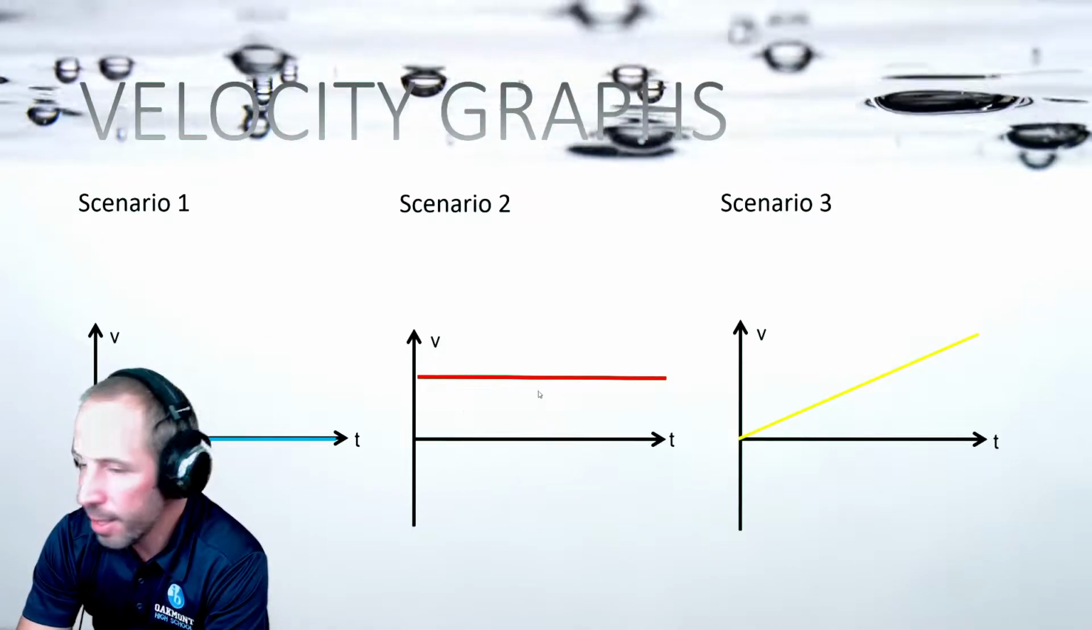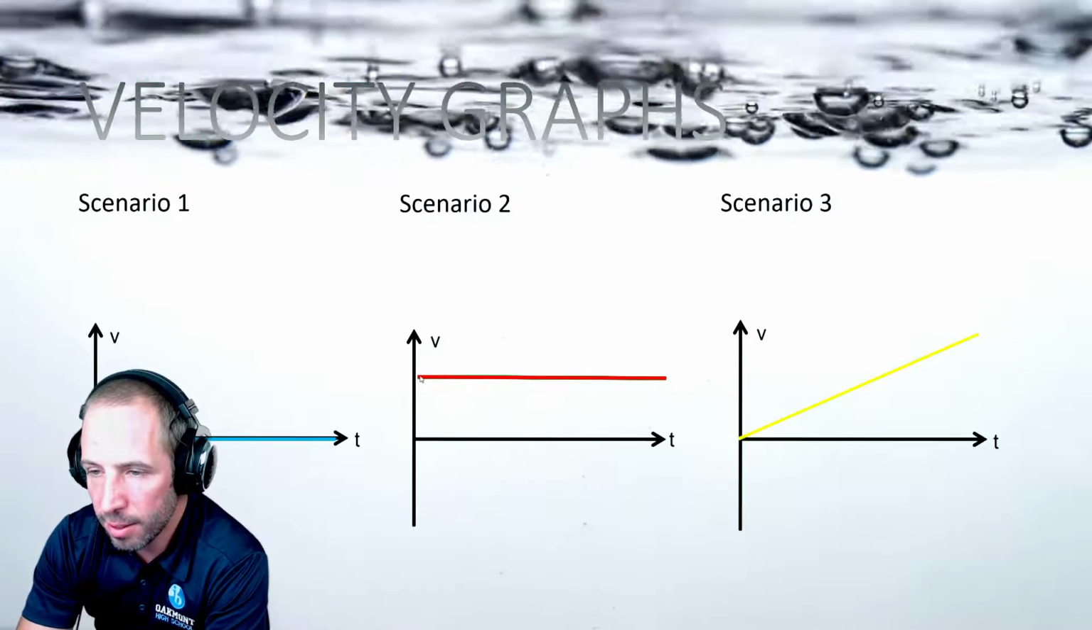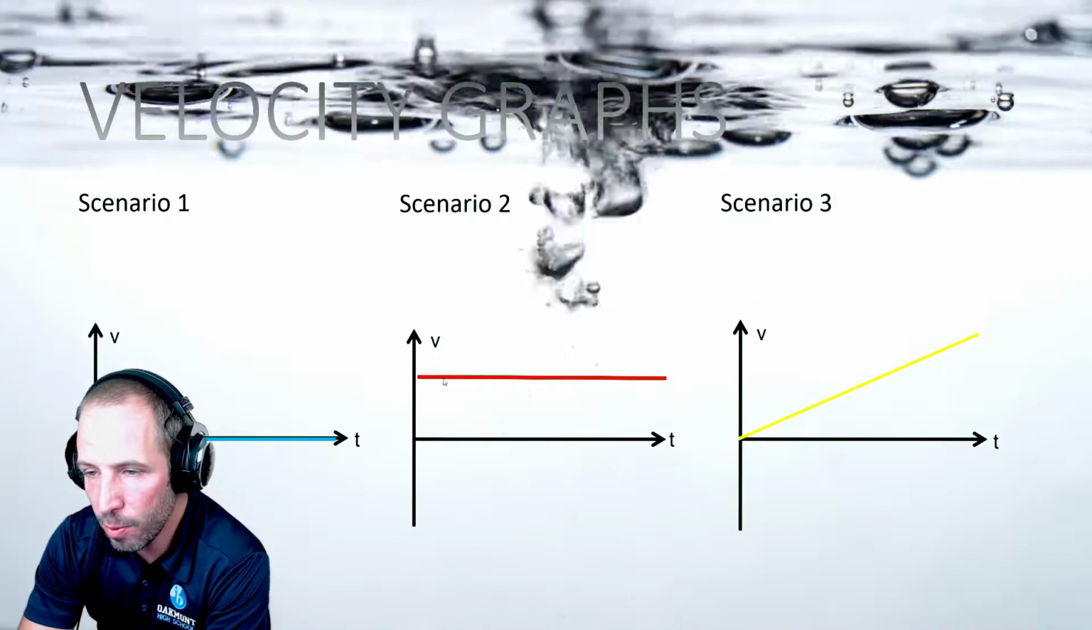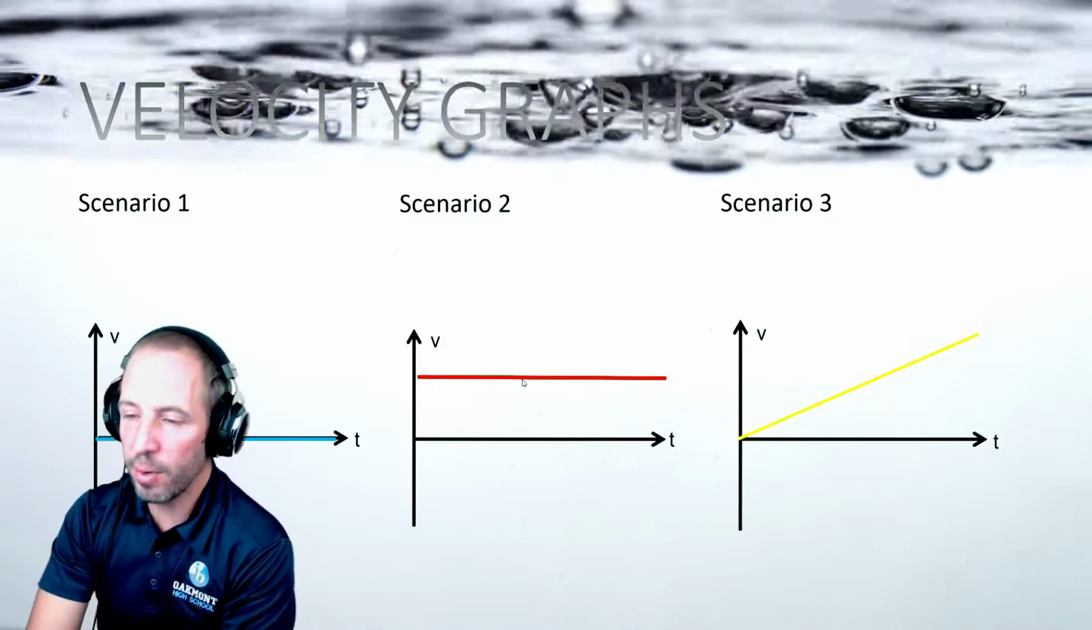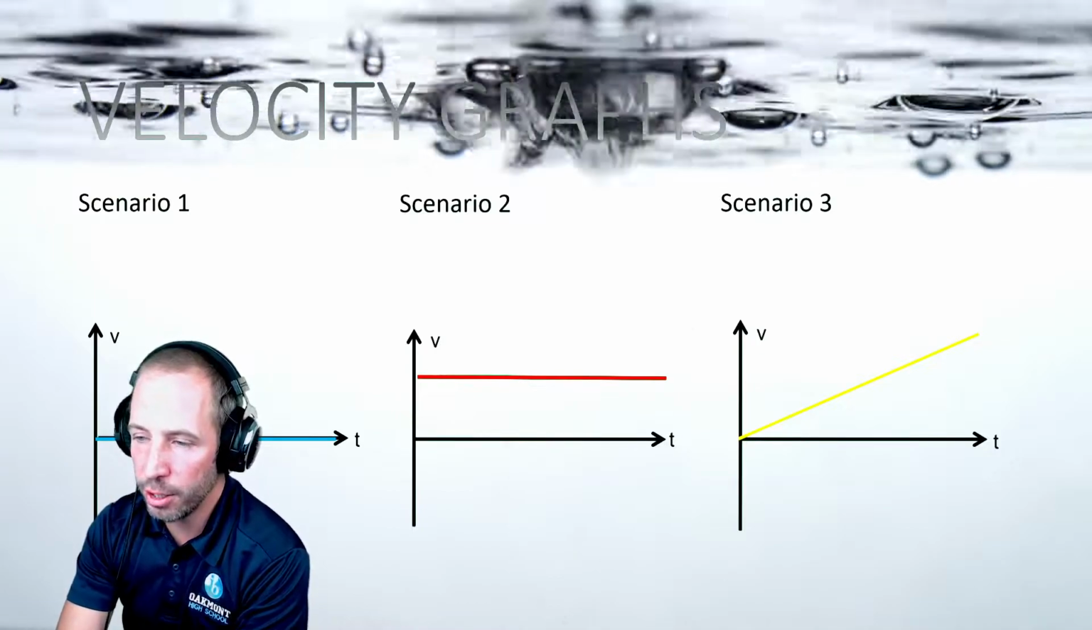Secondly, this one right here, this velocity is just a constant positive value. That means we're moving forward at a steady rate. We're not changing speed at all. So this is where we have speed, but we're not accelerating, not changing speed.